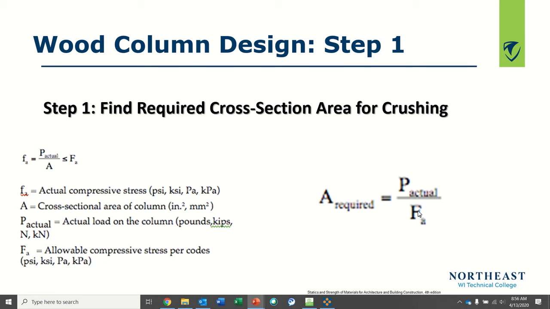When you do this, it's kind of a trial and error basis. We're just starting with crushing. So we're going to find that area required for crushing, based on my load from load tracing, and then we're going to check it for buckling.